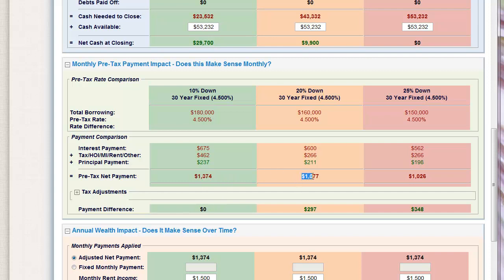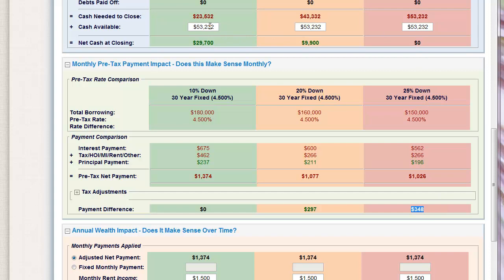Now I'm comparing 1077 to 1374, and it's telling me my payment's going to be $297 more per month here. And here my payment's going to be 1026, so it's going to be $348 less than here. So I can already see the difference here that this is making. With 25% down, I'm getting an extra $348 a month in cash flow. But I had to pay for that. I had to put $53,000 down.